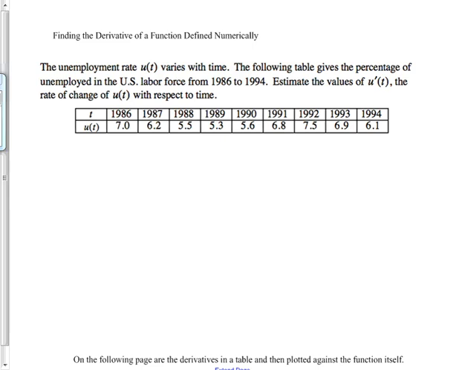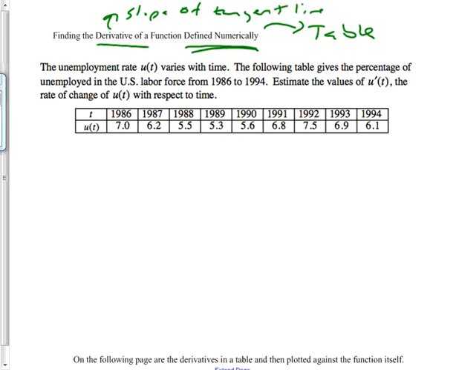Okay, so in past problems we were finding the derivative function by inspecting it graphically, by drawing tangent lines and finding the slope of the tangent lines. Now what we want to do is find the derivative of a function that's defined numerically, or in other words, on a table. What we need to remember again is that the derivative is the slope of the tangent line, and we're going to use this idea of slopes to find the derivative.